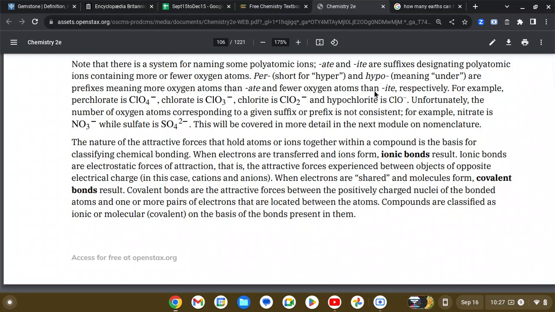When electrons are shared and molecules form, covalent bonds result. Covalent bonds are the attractive forces between the positively charged nuclei of the bonded atoms and one or more pairs of electrons that are located between the atoms. Compounds are classified as ionic or molecular on the basis of the bonds present in them.